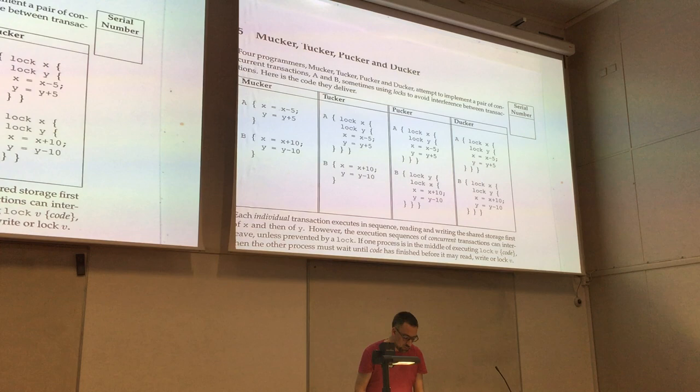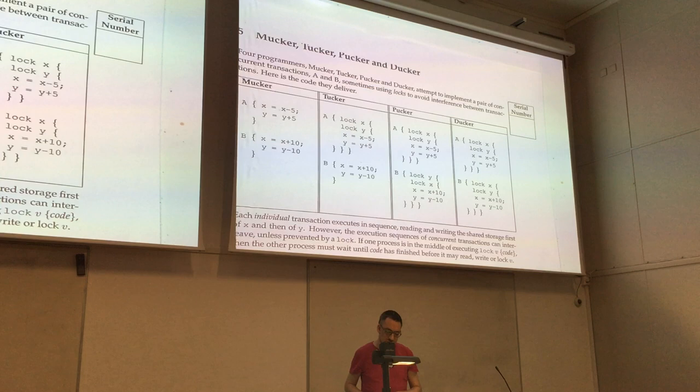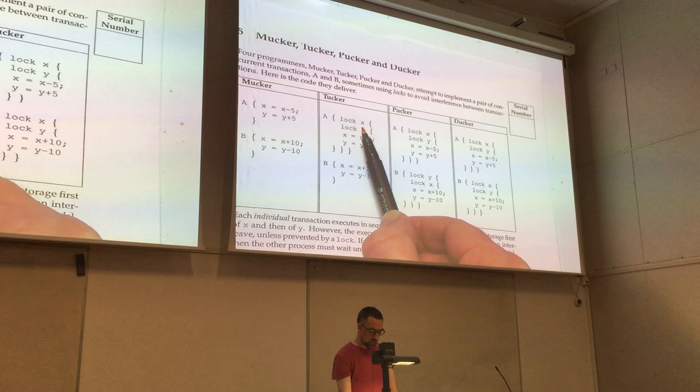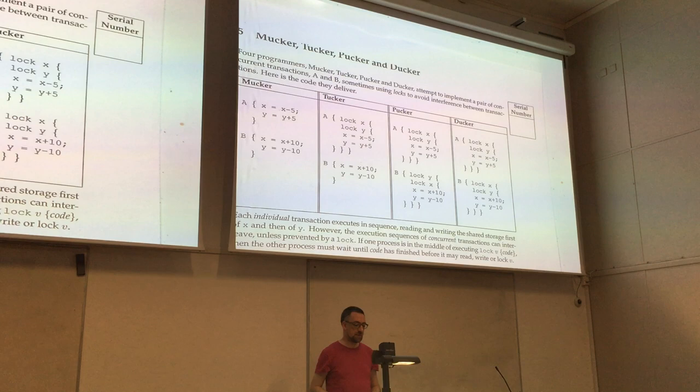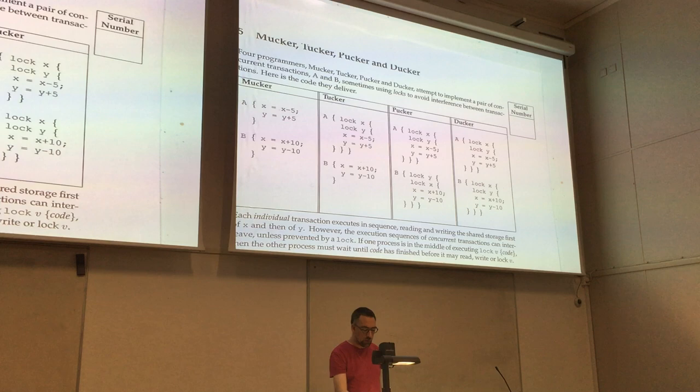Right. So what's going on with lock? You can see that the lock construct takes two things. It takes a variable, in this case we have an X, followed by a block of code inside curly braces. And what that means is that that construct demands exclusive access to the variable. So here, program A is saying, I want to have X all to myself. Nobody else will be allowed to do anything to X while I'm executing the code in the curly braces.